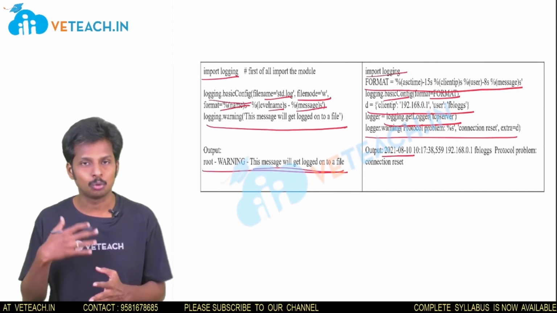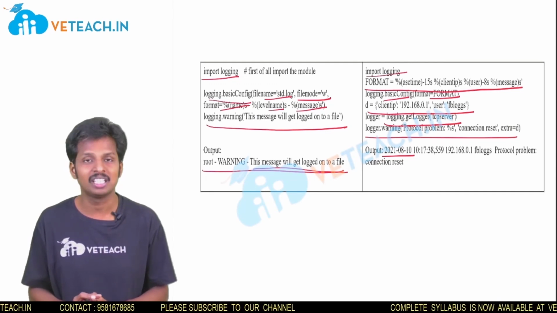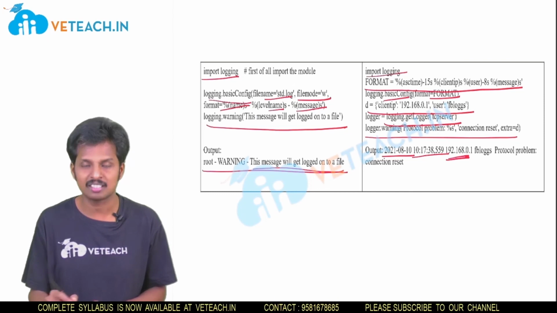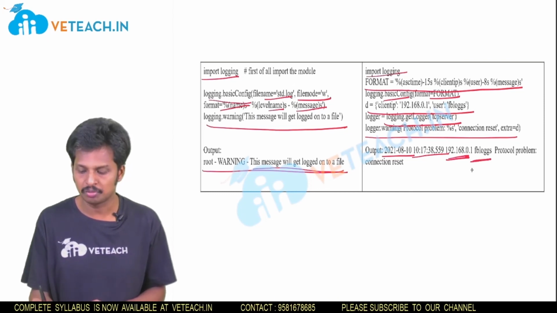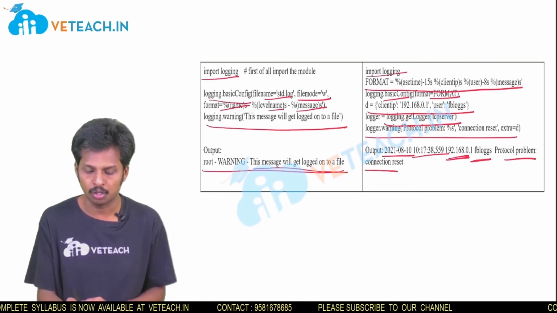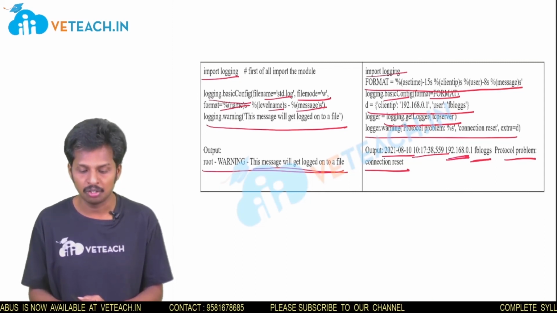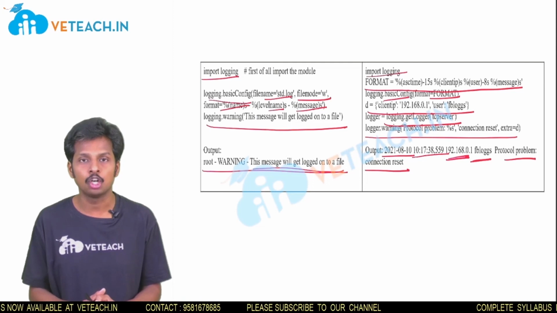It is going to print a message with 2021-08-10, that is today's date which is initialized, and then the time at which the message was constructed, from which IP address it was created, and from which user it was created, and what is the problem and what is the message of it will be displayed in this message that was printed on the screen when I try to print logger.warning.